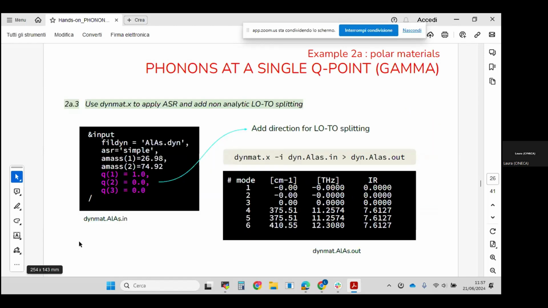So this is managed by the DMAT code, which can add, together with the acoustic sum rule, the LO-TO splitting. In this case, you need to specify, together with the acoustic sum rule, the name of the file for dynamical matrices and atomic masses, also the direction for the LO-TO splitting. Then, if you submit the calculation with DMAT and you check the phonon frequencies, you will see that the LO-TO splitting is applied together with the acoustic sum rule.